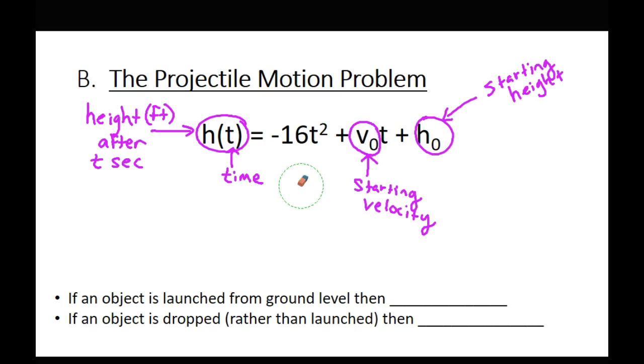But you have to know a couple things for that to happen. You have to know the starting speed and you have to know the starting height in order for that to work. If an object is launched from the ground level, then what's my starting height? 0. So let's put that. They won't say it equals 0 in the word problems, but if you ever see the word problem saying the starting height will start on the ground, you can assume that h sub 0 is 0.